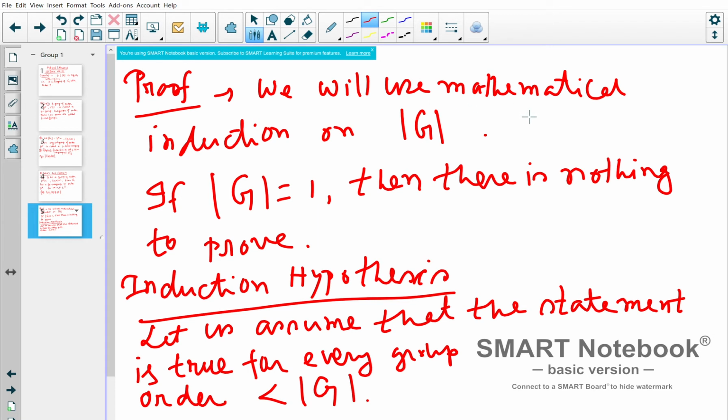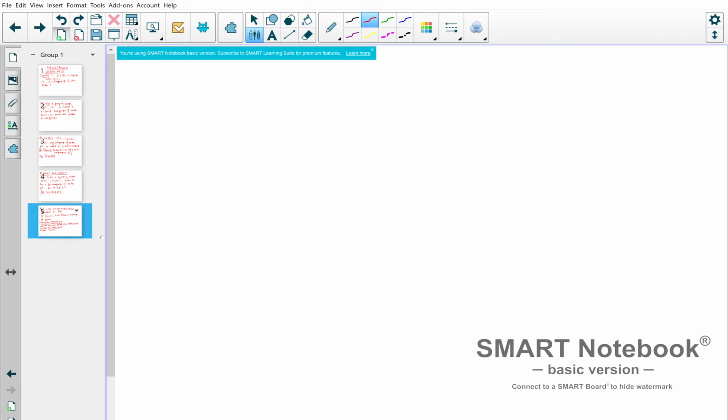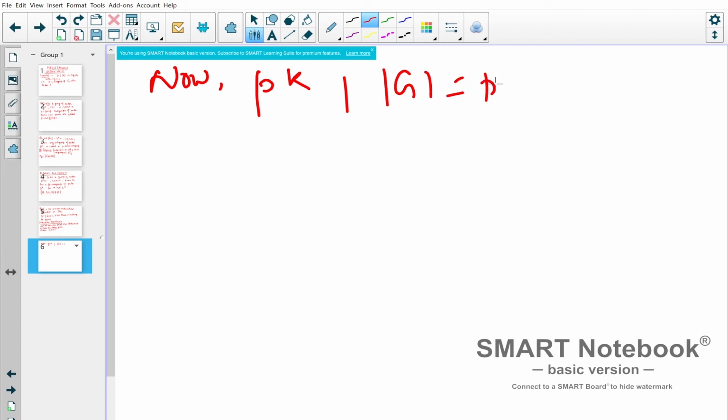So what I am doing: this P power K divides the order of the group, which is P power R times M, and K can be anything between 1 and R. Now I need to prove that G has a subgroup of order P power K.